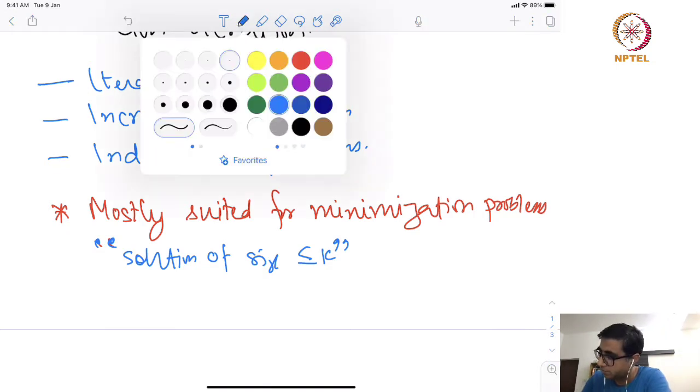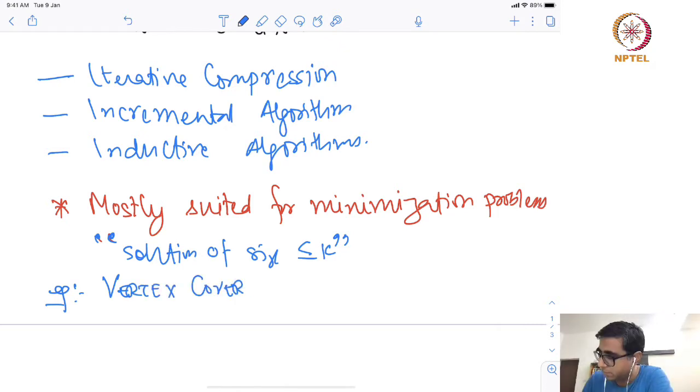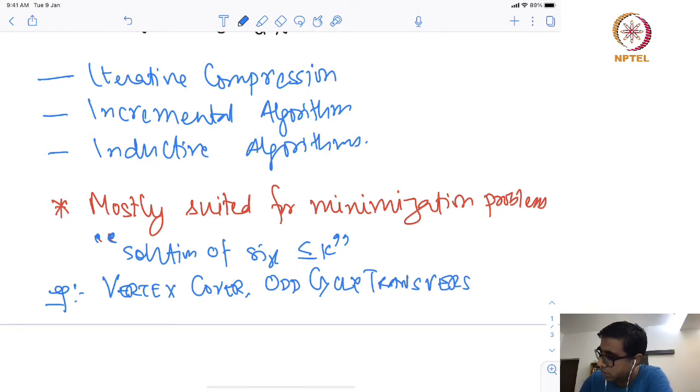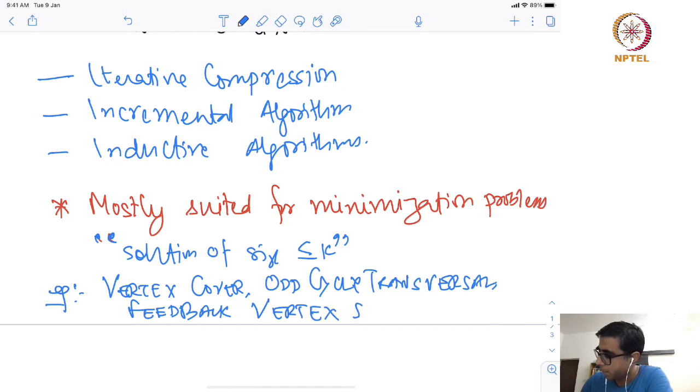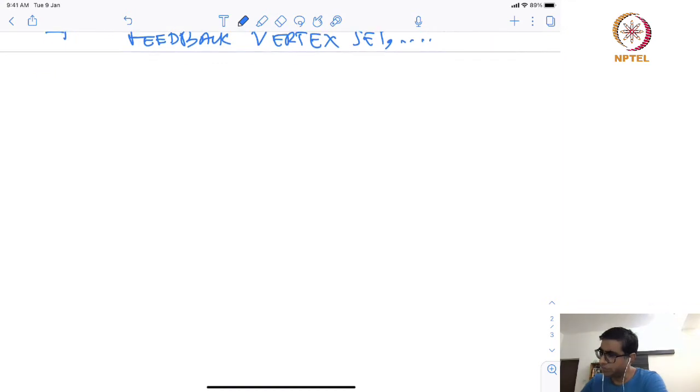For example, vertex cover is a minimization problem. Odd cycle transversal is a minimization problem, feedback vertex set is a minimization problem, and so on and so forth. So, we will see lots of examples of this algorithm.